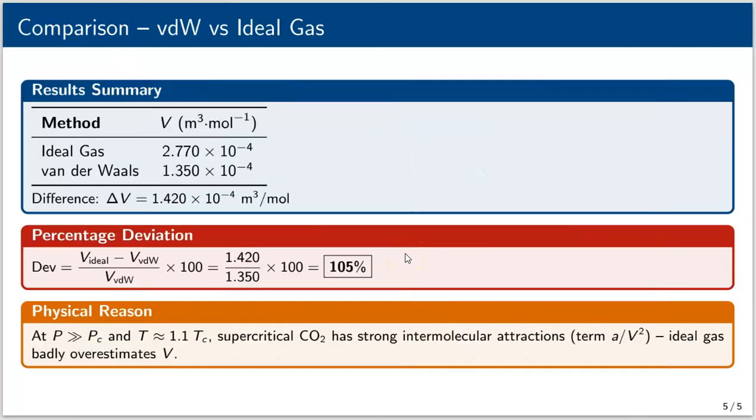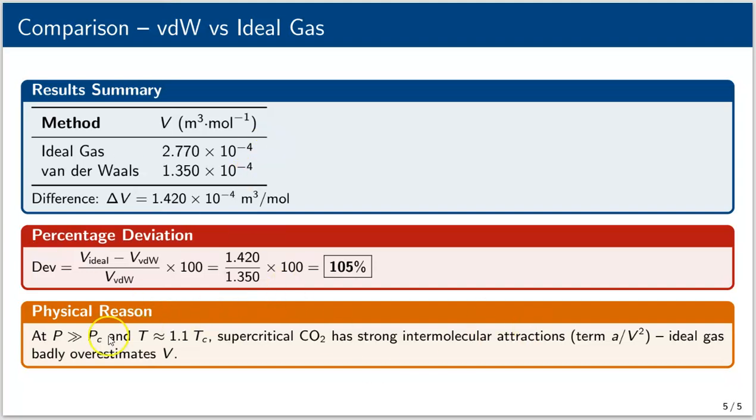So now you can calculate the deviation. For ideal gas, we got the volume as 2.77 times 10 to the power minus 4. For van der Waals equation, we got V as 1.350 times 10 to the power minus 4. So the difference, delta V, is 1.42 times 10 to the power minus 4. Now if you calculate the deviation with respect to van der Waals, we get 105%. But we can also take the deviation from ideal gas, that will be nearly 51%.